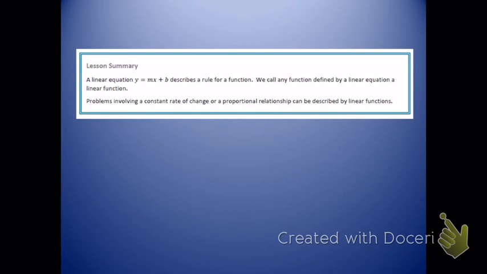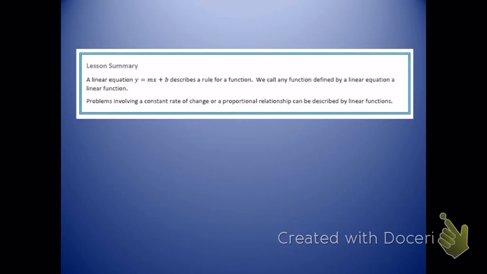Okay, so in this lesson we have seen that for a linear equation in the form of y equals mx plus b, we can describe a rule for a function, and that any function that can be defined with a linear equation, we'll call a linear function. So that makes a lot of sense. Problems involving constant rate of change or a proportional relationship can be described by linear functions.